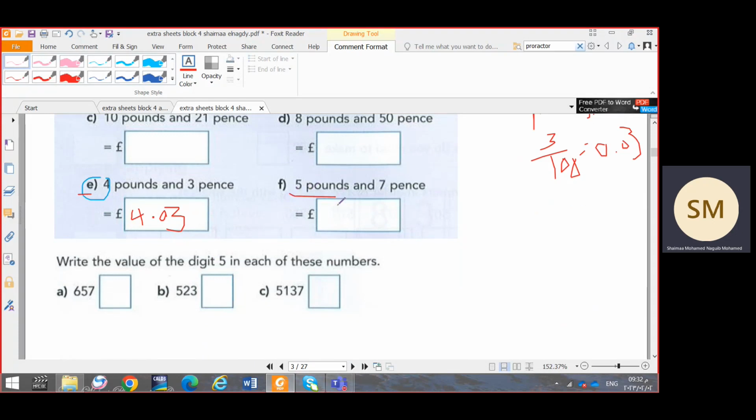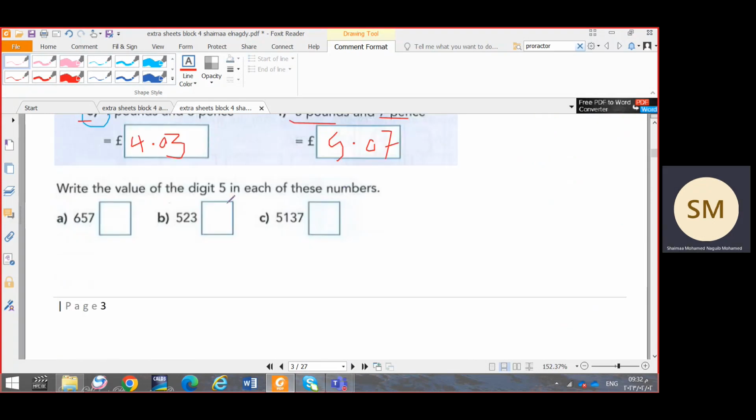And this also will be 5 as a whole number. Then put the point, 7 pence, it will be 5.07. Okay, I think this is easy. The value of 5 will be here in the tenths place. You will write the value, by the way, with the digits. So you will write 50, and this will be 500, and this will be 5,000.